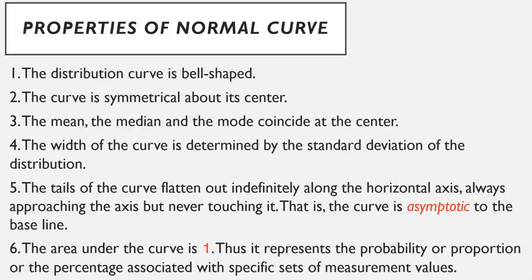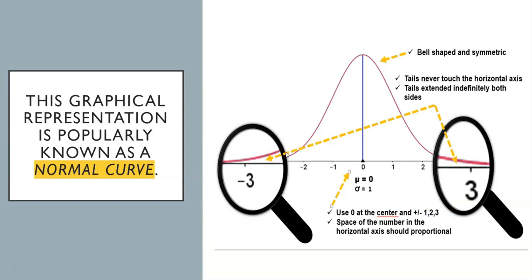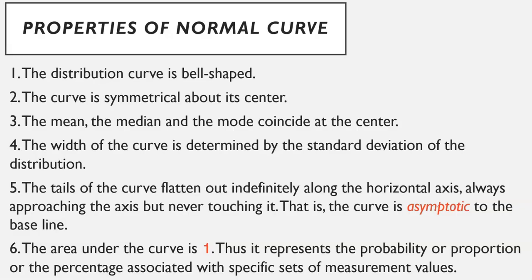For the fifth property, the tails of the curve flatten out indefinitely along the horizontal axis, always approaching the axis but never touching it. That is, the curve is asymptotic to the baseline. Looking at the graph, we can see that the line in the curve never really touches the baseline but is always approaching it, just getting closer and closer but not really touching it.